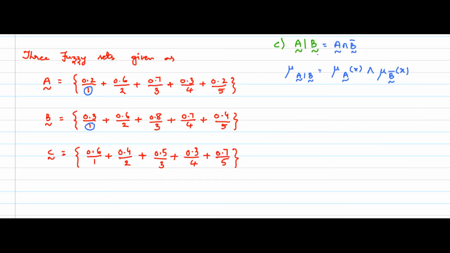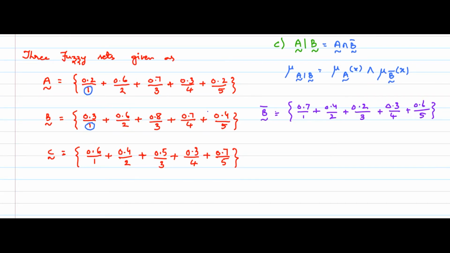Coming to the C bit, it is A difference B, so A intersection B bar. So we need to identify the minimum out of A and B bar. Let me bring B bar also here so that it will be easier for us. Yes, this is the B bar, which we have just solved. Now we want to find this fuzzy set of A difference B. Now I have brought B bar here, and we can compare A and B bar and find the minimum value out of them.